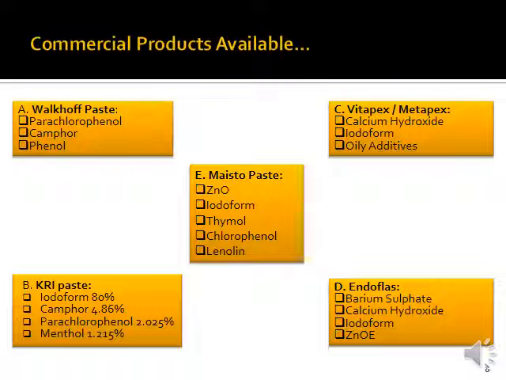Commercial products available: Kri paste, which contains parachlorophenol, camphor, phenol; Vitapex; Metapex. The contents of Vitapex and Metapex are calcium hydroxide, iodoform, and oily additives. Maisto paste contains zinc oxide, iodoform, thymol, chlorophenol, and lanolin. The compositions of KRI paste are iodoform, camphor, parachlorophenol, and menthol in different concentrations. Endoflas contains barium sulfate, calcium hydroxide, iodoform, zinc oxide, and eugenol.